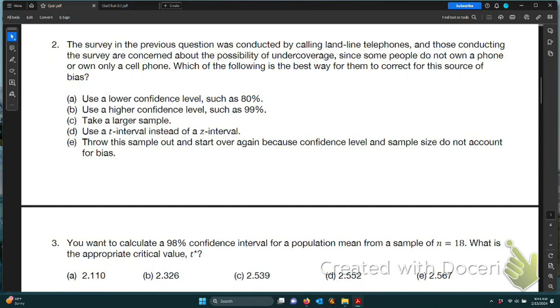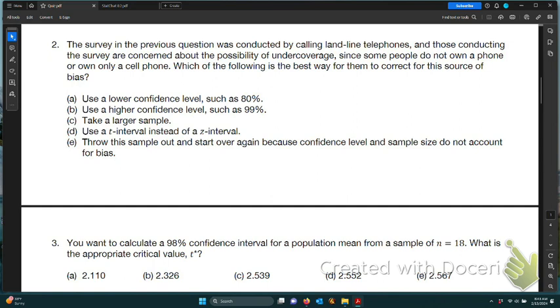All right, so the survey, they called a landline. Nobody even has those anymore. And so they're concerned about undercoverage. Which of the following is the best way for them to correct the bias? Get rid of it. You took a really bad sample. You better try something different. You just better scrap it all and start over.